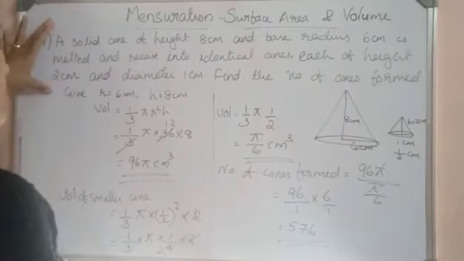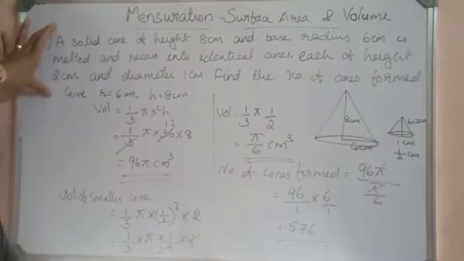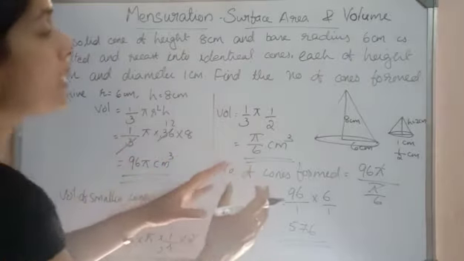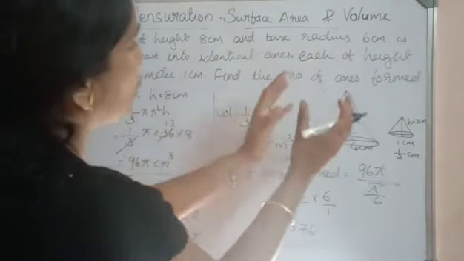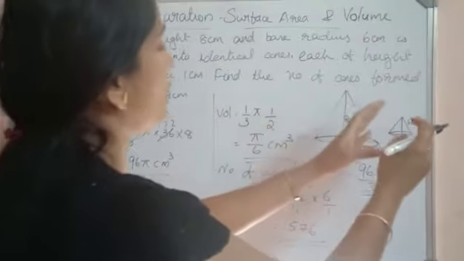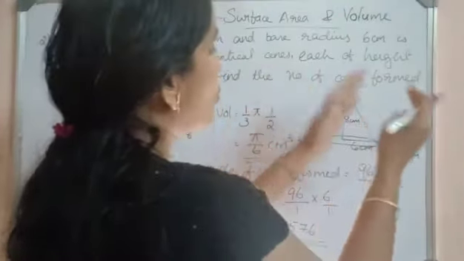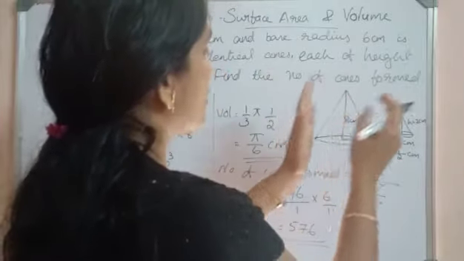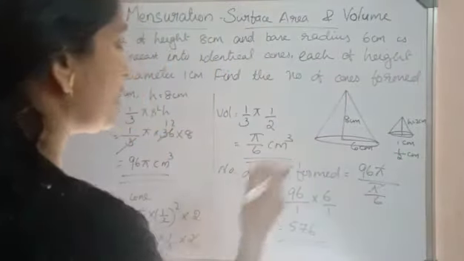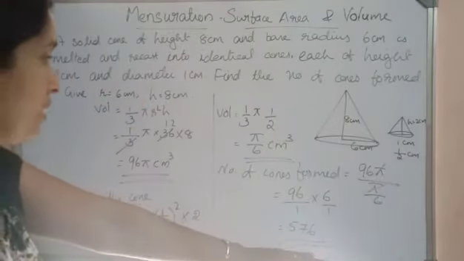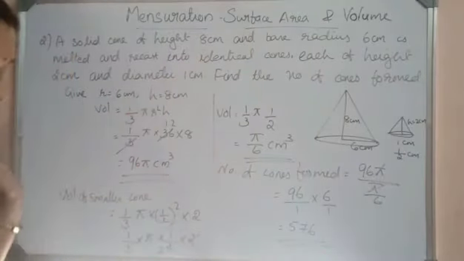This is an important question. You may have this type of question in the examination as well. So always remember, you are doing a conversion here. You are converting one particular solid to another solid with different parameters. This can be from cone to cone or cone to cylinder. Any such type of question can be expected in the examination. So the answer for this question is that 576 such cones can be formed.